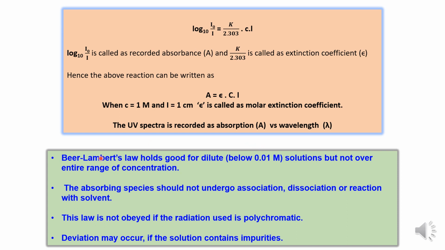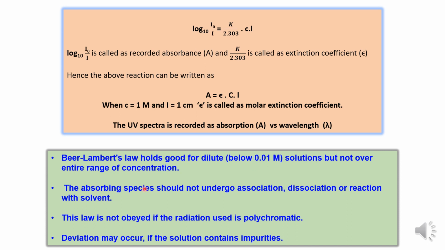So this Beer-Lambert's law holds good for dilute solutions. Generally the concentration is 0.01 molar, and it does not hold over the entire range of concentration. So you have to be careful while choosing the concentration. It shouldn't exceed 0.01 molar. Below 0.01 molar you will get good results, and above this there will be some distortions.